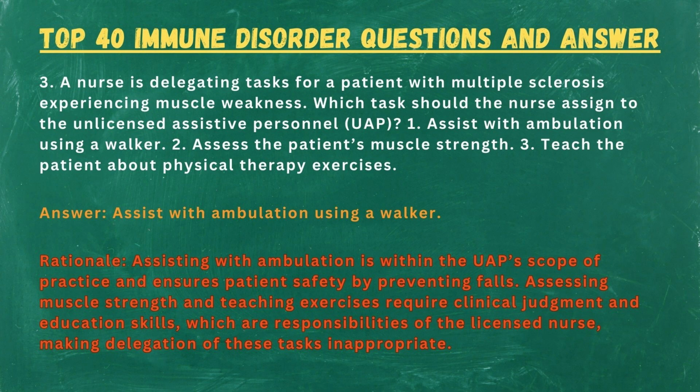Rationale. Assisting with ambulation is within the UAP's scope of practice and ensures patient safety by preventing falls. Assessing muscle strength and teaching exercises require clinical judgment and education skills, which are responsibilities of a licensed nurse, making delegation of these tasks inappropriate.